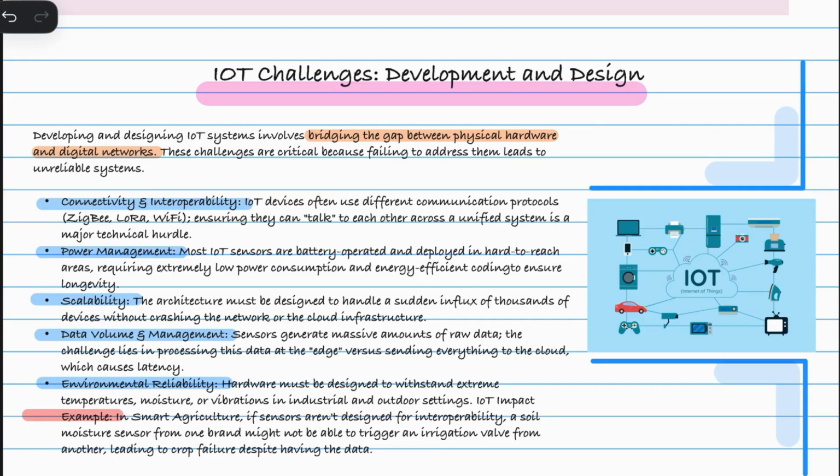So the network architecture should be built and designed in such a way that even if it is required to scale to add multiple devices, it does not crash.